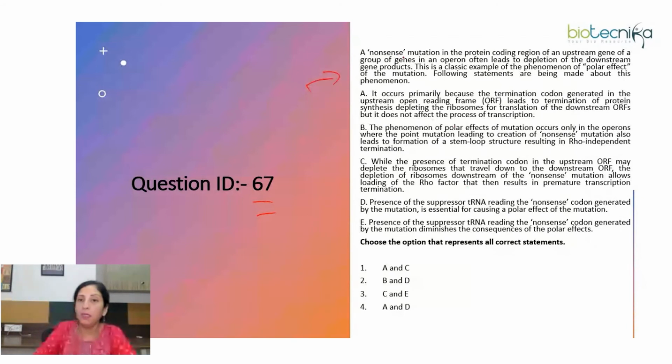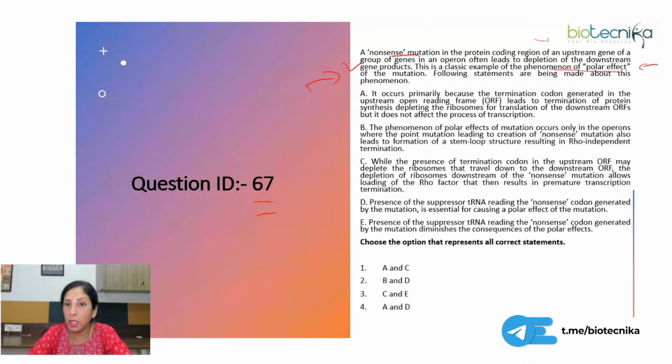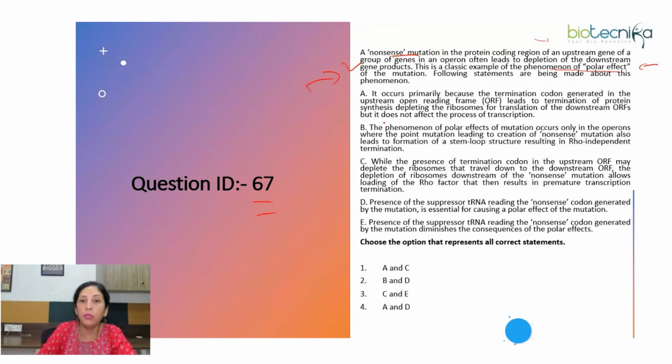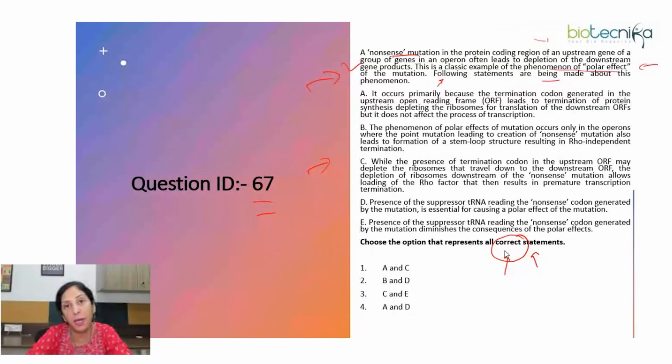The question asks that a nonsense mutation in the protein coding region of an upstream gene of a group of genes in an operon often leads to depletion of the downstream gene products. That is true. If any mutation occurs, the downstream products get impacted. This is a classical example of the phenomenon of polar effect. Polar mutations affect the expression of downstream genes or operons. So we had to choose which combination of statements is true about the phenomenon. This is very important: check whether they have asked you to choose the combination for correct or incorrect statements.